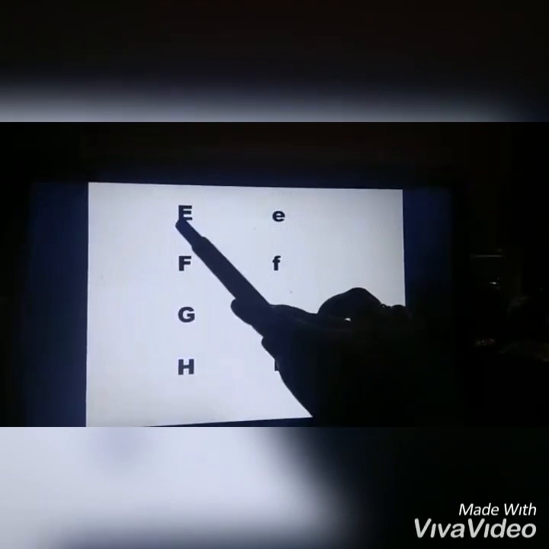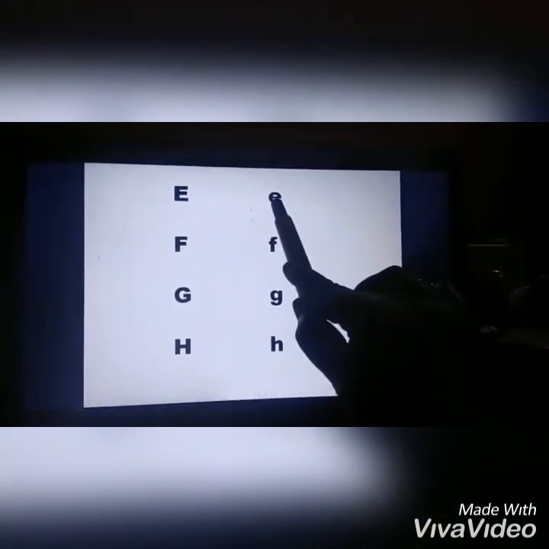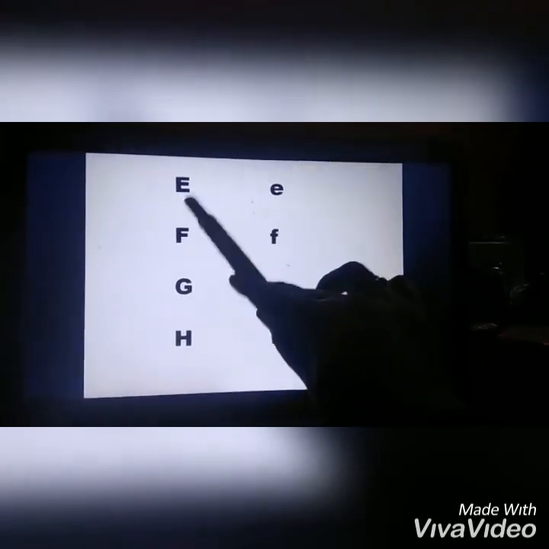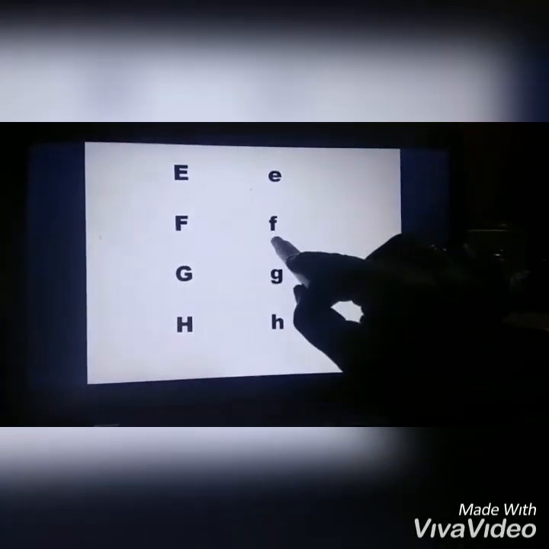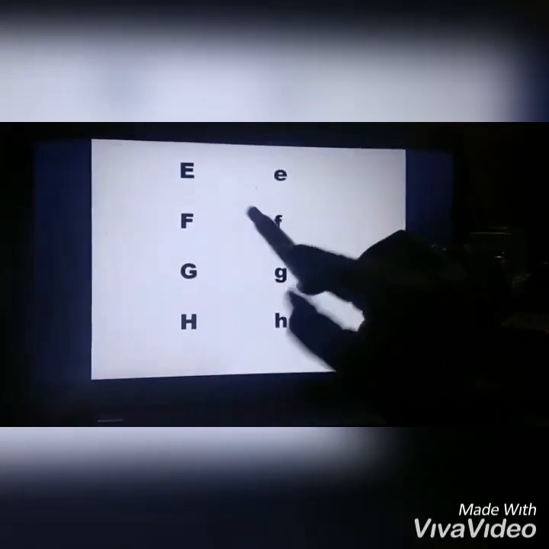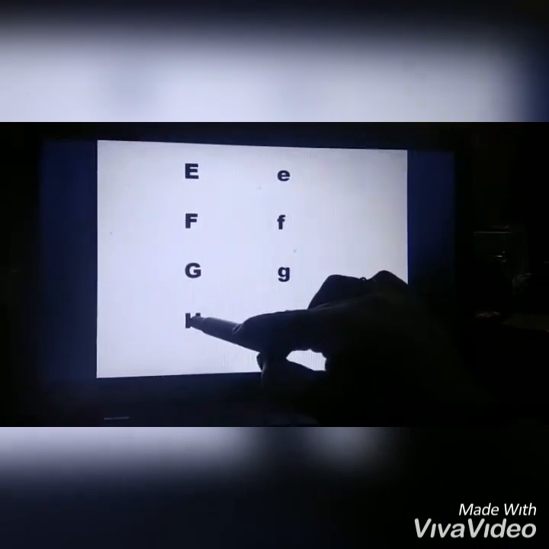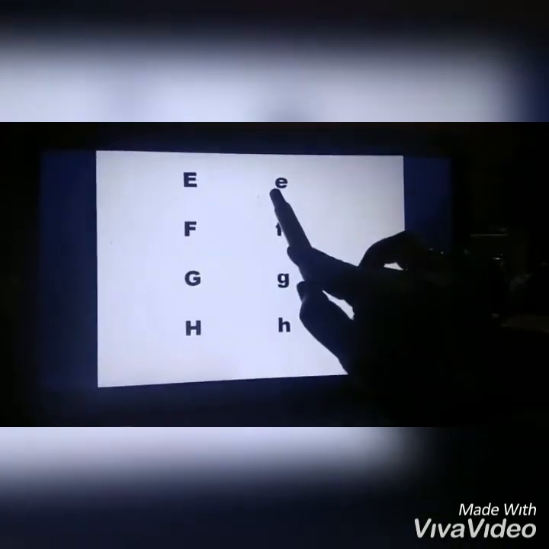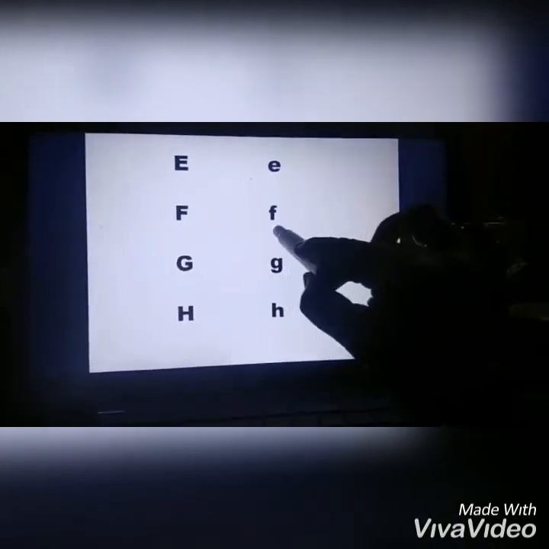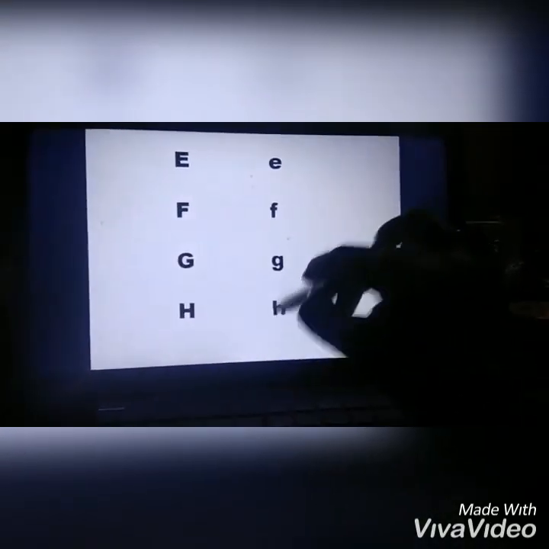Next is the big one, E, and the small one will be e. Saw the difference? E, e. F, f. G, g. H, h. Repeat after me, children. E, e, F, f, G, g, H, h.